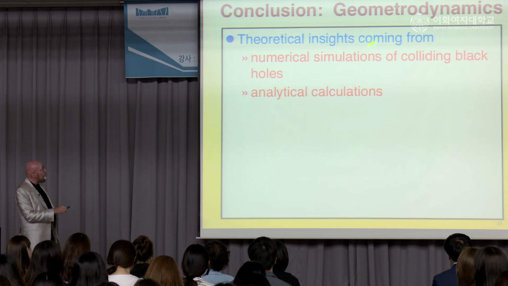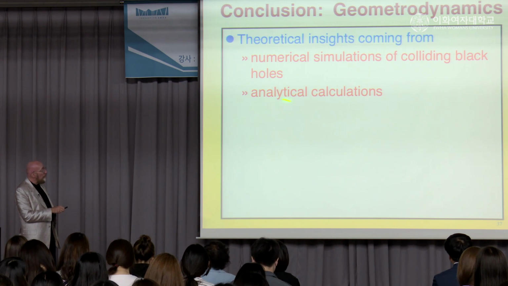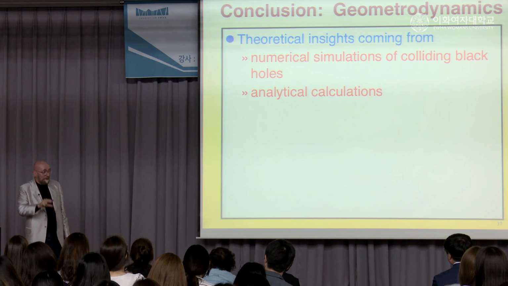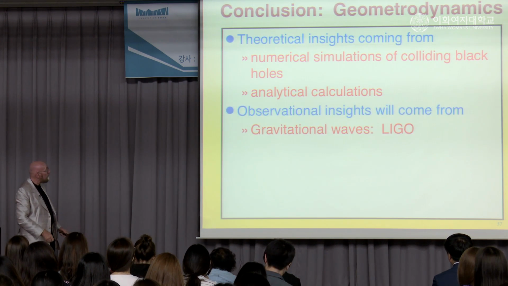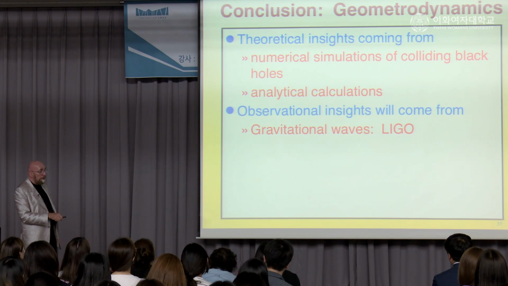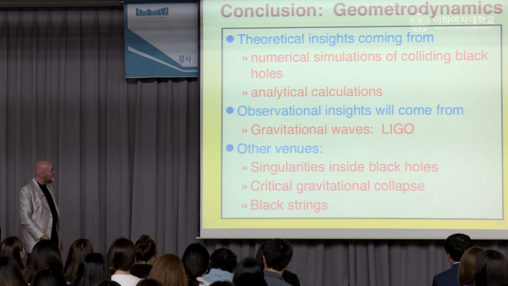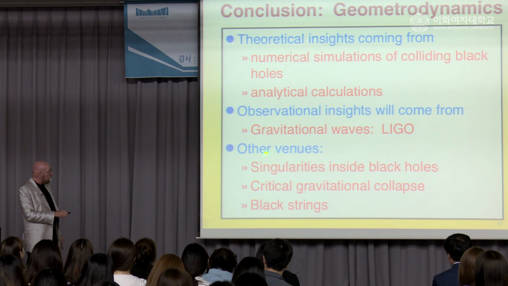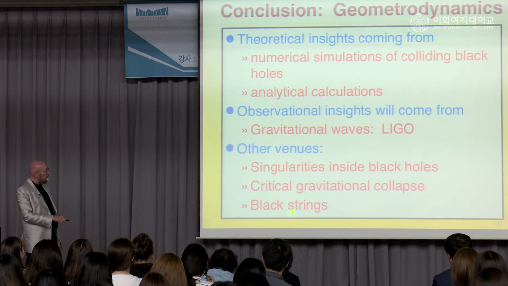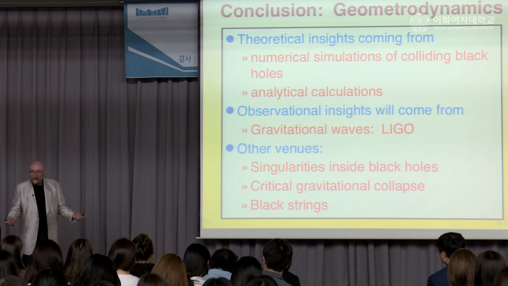We are getting theoretical insights from numerical simulations of colliding black holes, from analytical calculations. After we see something in the simulations, we can understand it and its details analytically. Our observational insights will come from LIGO and gravitational waves beginning sometime between this year and 2019. And there are a number of other venues, situations where we can study geometrodynamics. I've written some down here, but I've used up too much time, so I will stop at that point and take some questions. Thank you.